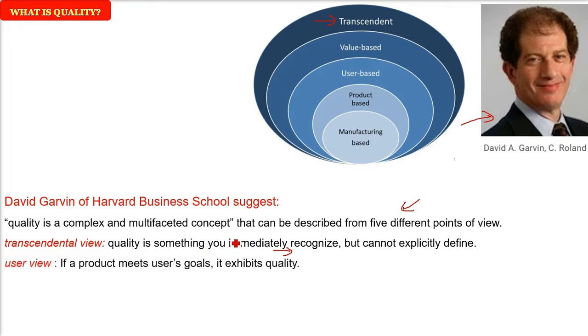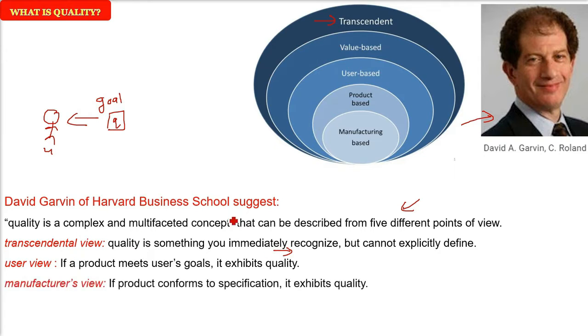What about the user view? The user view is that the user wants something to be done. He buys something for his purpose. Now, if his user goals are met, it can easily be concluded that this thing exhibits quality. What is the manufacturer view? There are certain specifications on the basis of which the product is being made. If the specifications are fulfilled, then we say the product is exhibiting quality. That is what we have decided, we have made. This is the manufacturer's view.